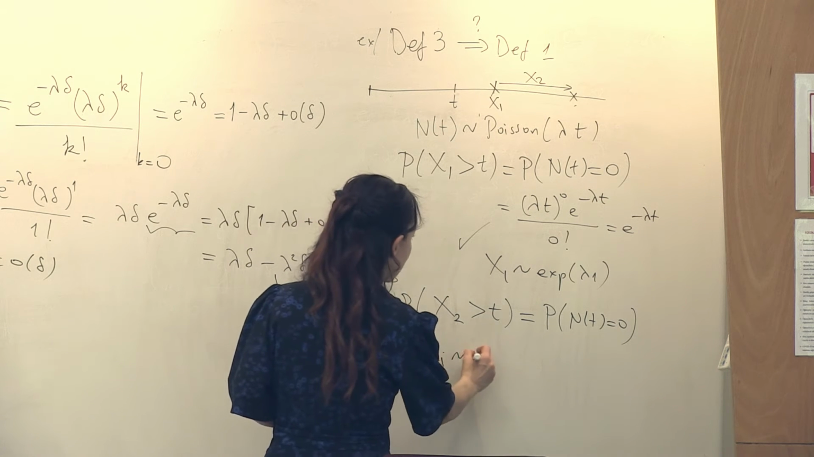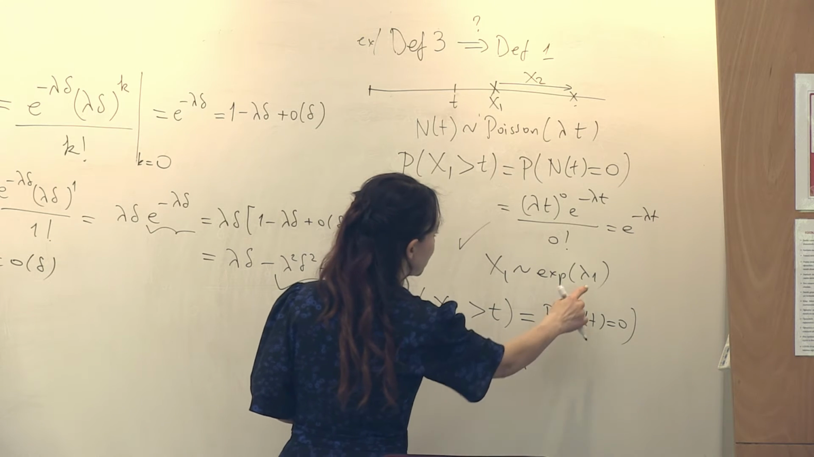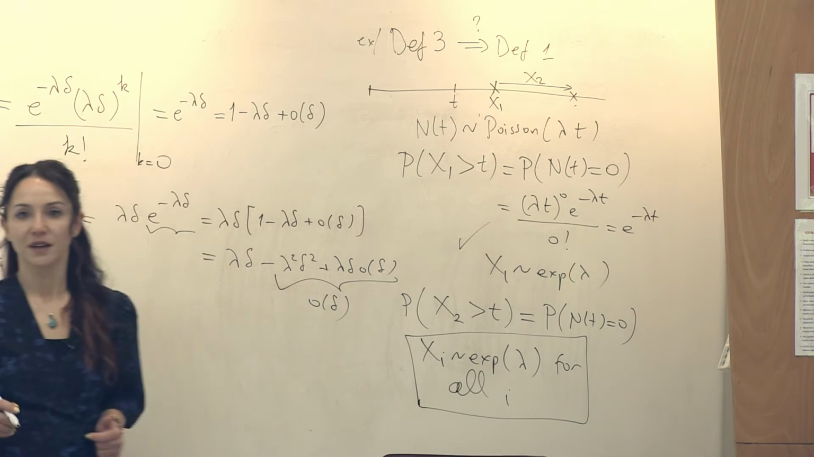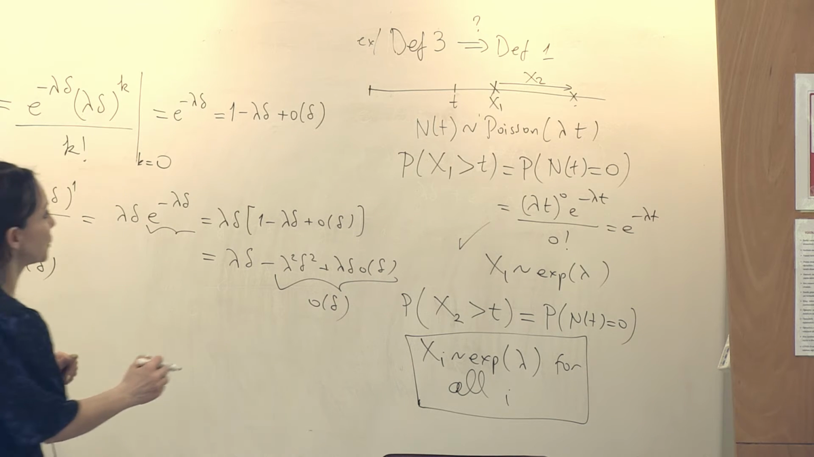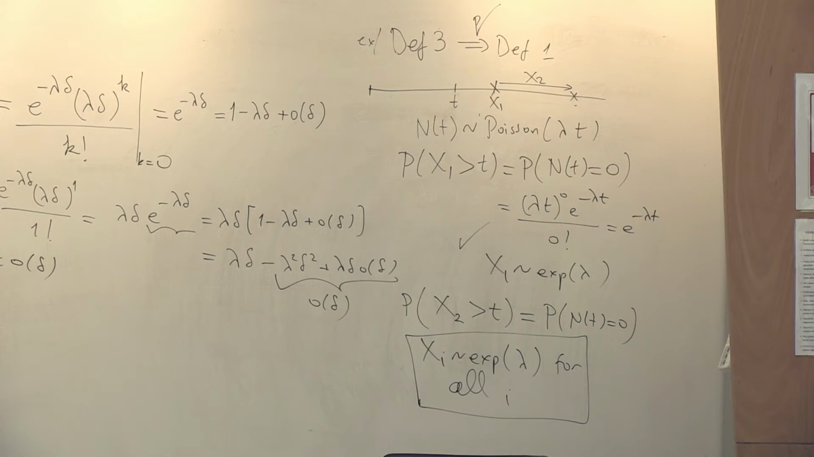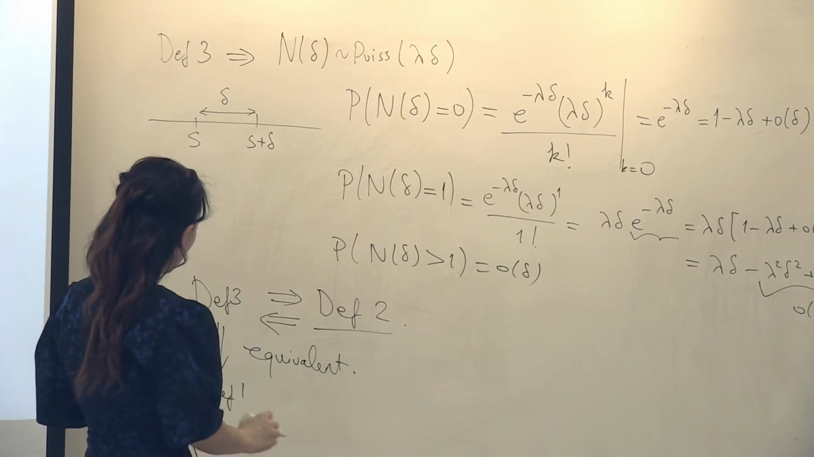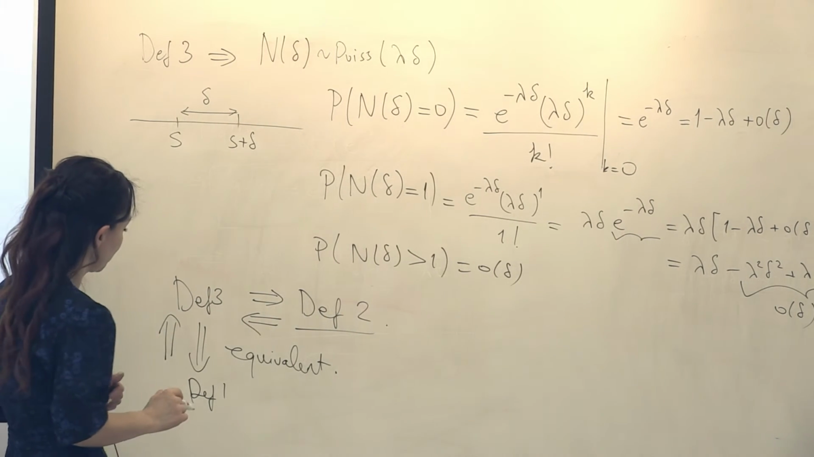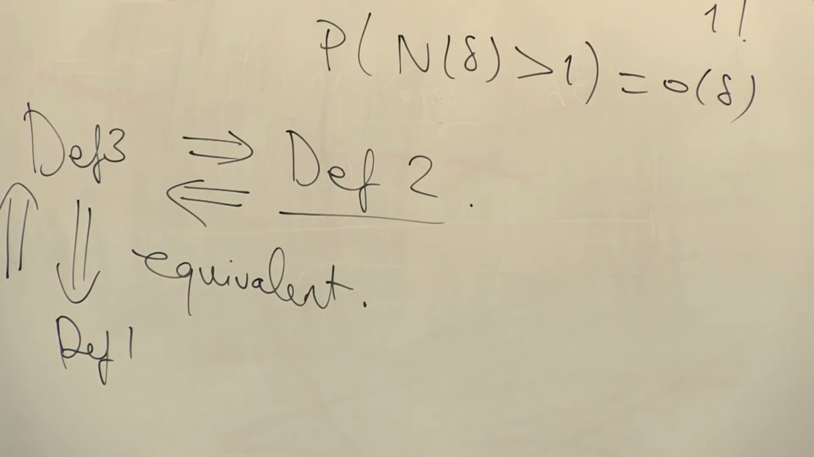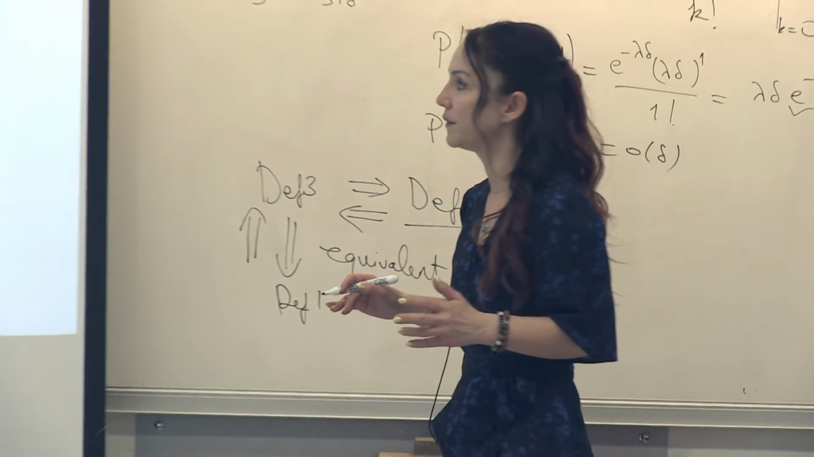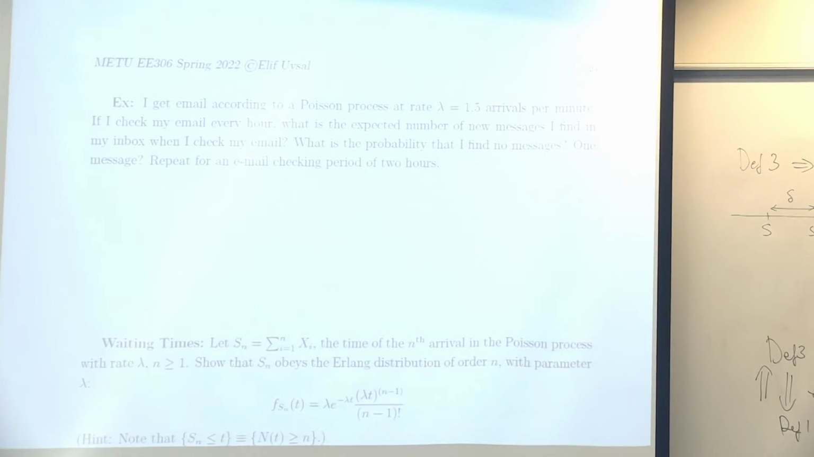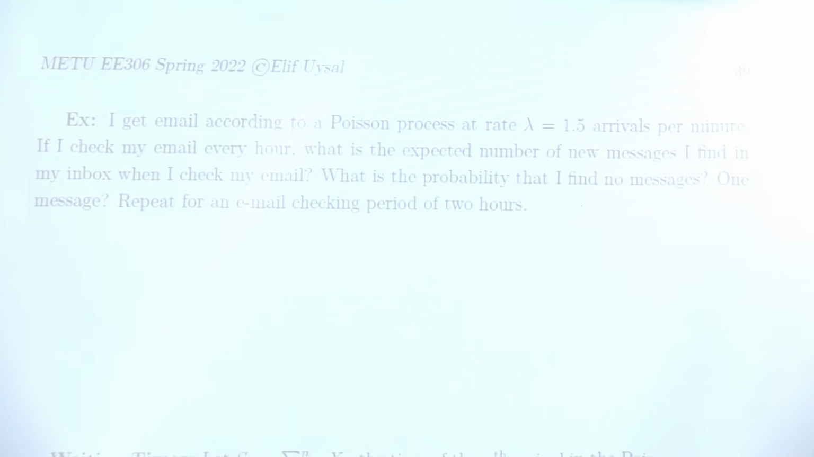So clearly xi is exponential with rate lambda. I'm sorry, this is not lambda 1. This is lambda for all i. So this shows that definition 3 implies definition 1. If you also show this, you show the equivalence of all of the definitions. Now, rather than focusing on the equivalence of all of these definitions, let's see how we can use the Poisson process on interesting examples, as well as learn a little bit more about the mechanics of this Poisson process.